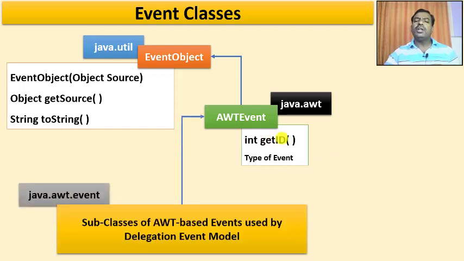Further, whatever subclasses we have in the AWT based events or GUI based Java applications, which are used by the delegation event model, all these are subclasses, just observe here why I say subclasses, because these classes are inherited by the AWT event class. Hence, the AWT event class will be a superclass for all the classes which handle an event in the AWT environment or the graphical user interface environment. If you look at the hierarchy, event object is the topmost class, AWT event is the subclass of event object, and all these classes I discuss will be under the AWT event class itself.